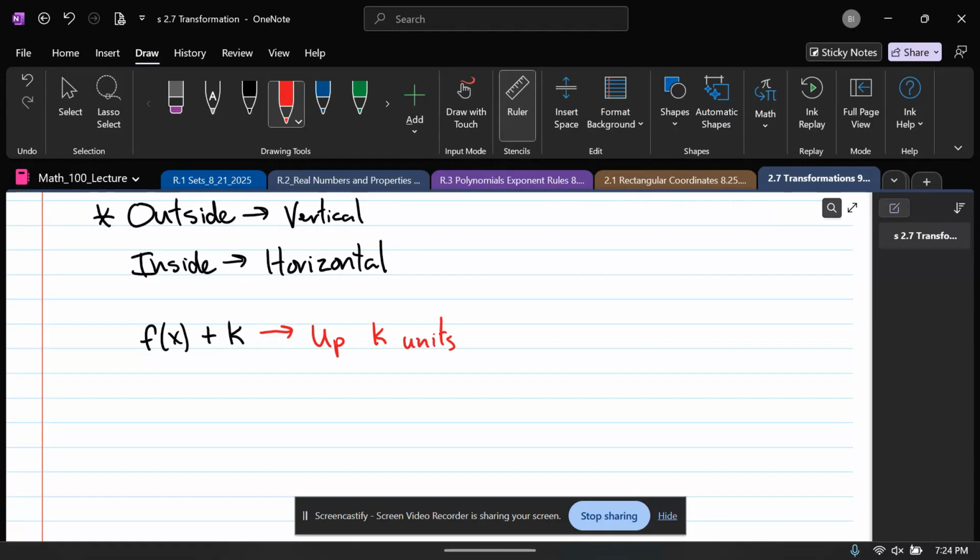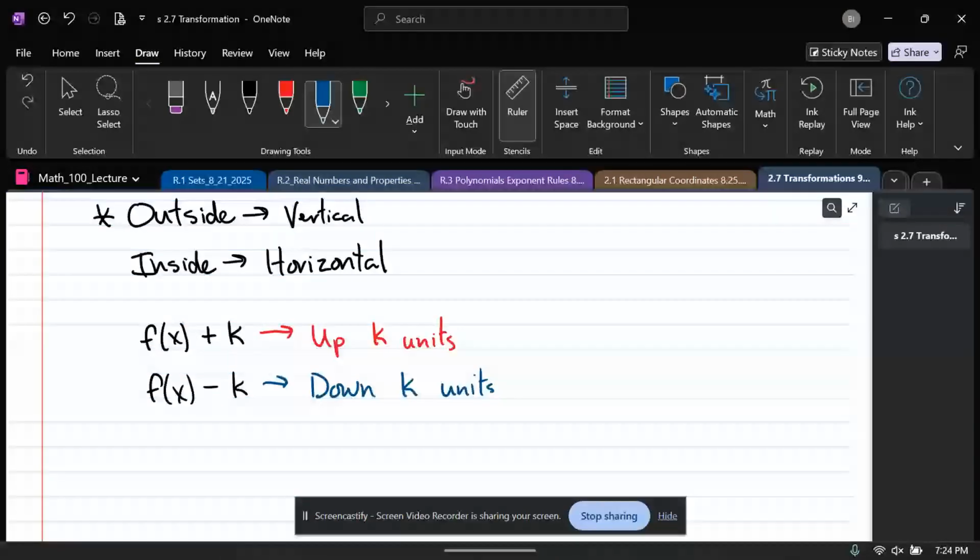Okay. Guess what happens if you subtract on the outside? Down k units. That's pretty easy, right? We can do that. Now, notice where the adding and subtracting is. It's on the outside of the function.